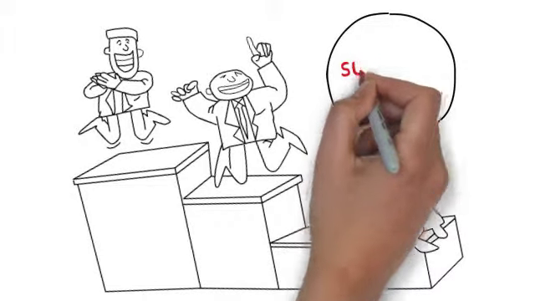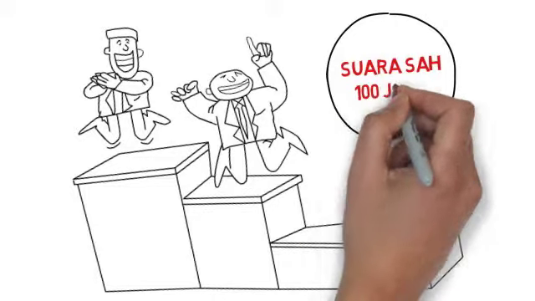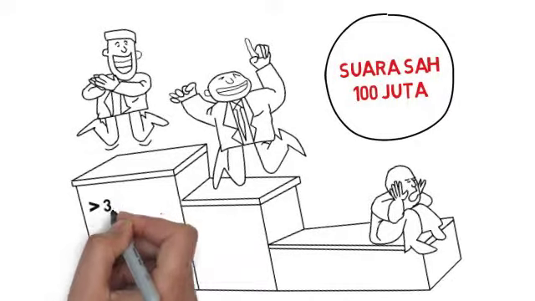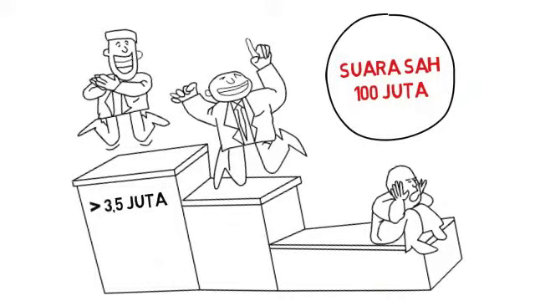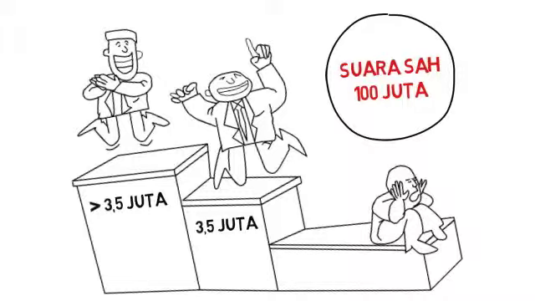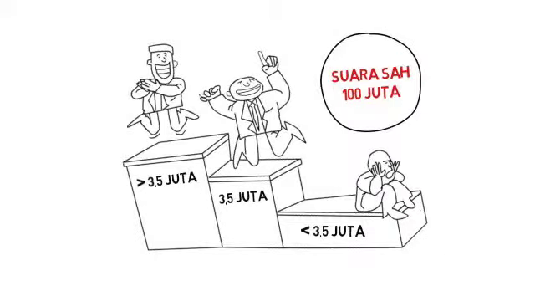For example, the total number of national valid votes is 100 million. Only parties who manage to collect 3.5 million valid votes or more will be considered to have fulfilled the parliamentary threshold. Parties who only manage to collect less than 3.5 million valid votes will be considered to have not fulfilled the parliamentary threshold and will not be eligible to participate in DPR seat allocation. But they will still be eligible for the DPRD seat allocation.